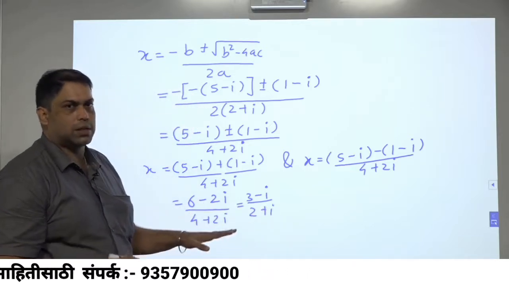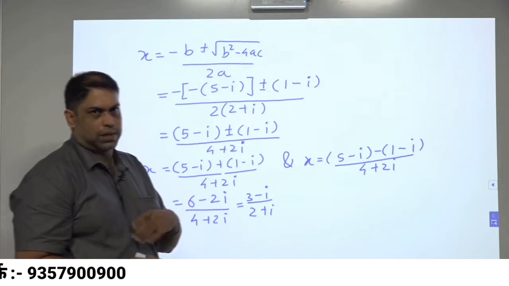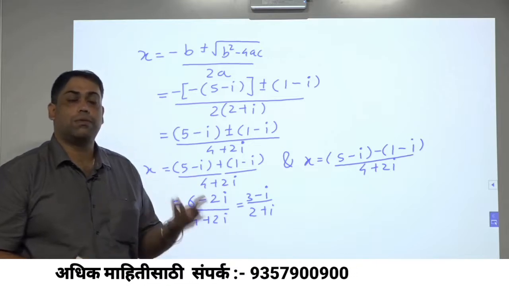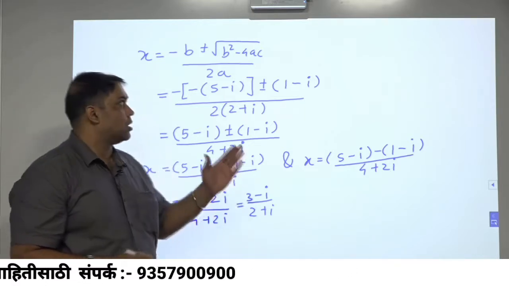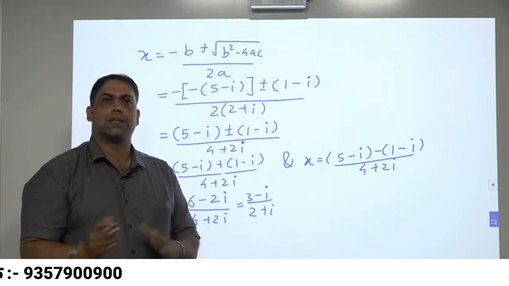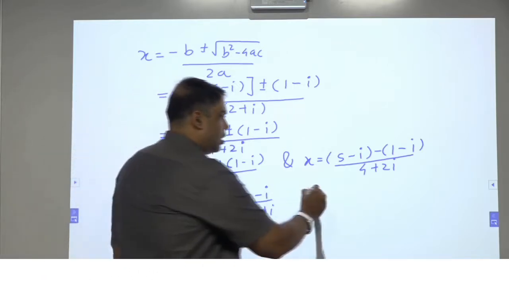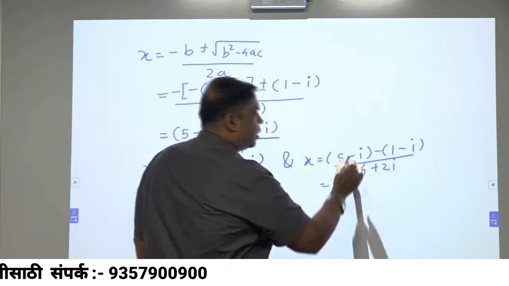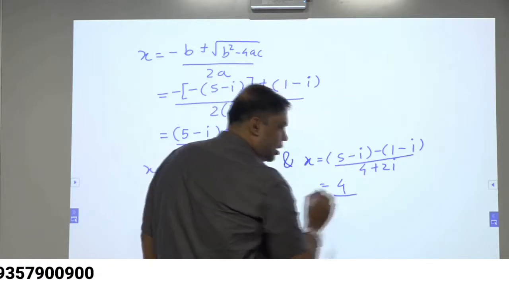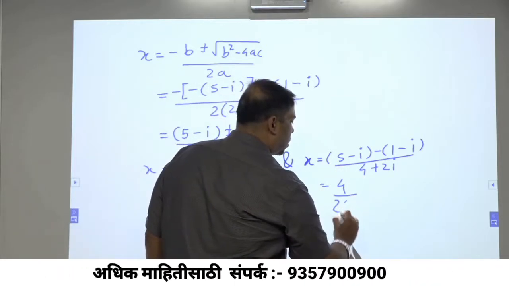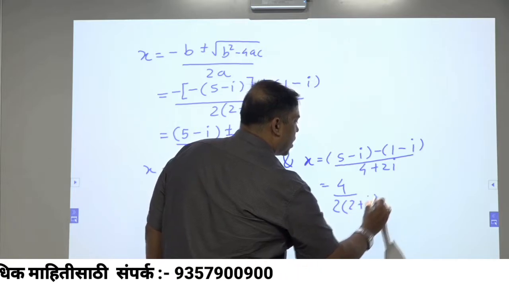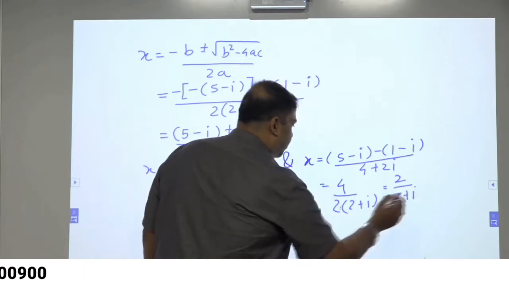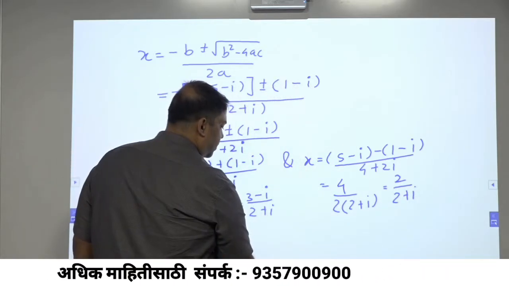This is not a final answer. All students, please remember, this is not a final answer. Then what is a final answer? What will be the form of the final answer? It's very easy. It should be in the form of a plus bi or x plus yi. I am just simplifying things. 5 minus 1 is 4, minus i plus i will cancel. Now 2 will be common from the denominator. Now 2 upon 2 plus i. Are you getting it? Now we have to simplify that.